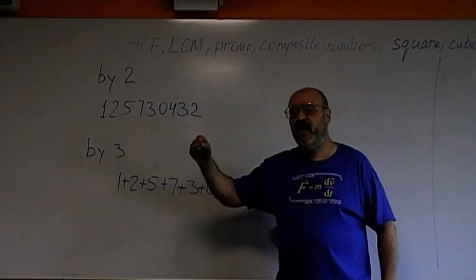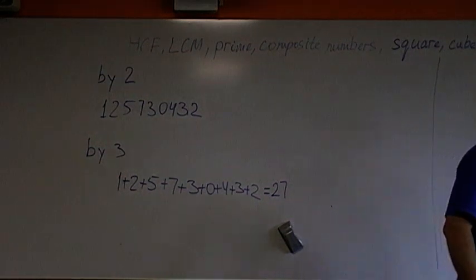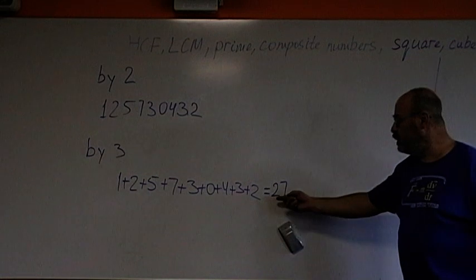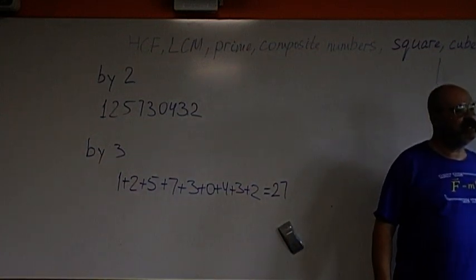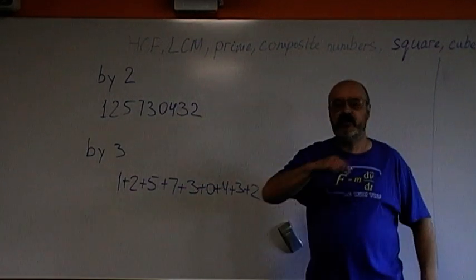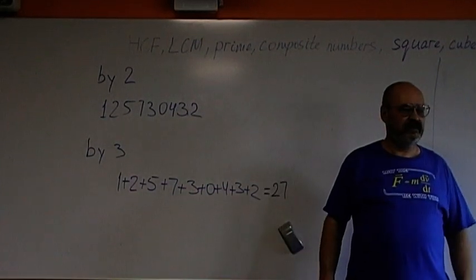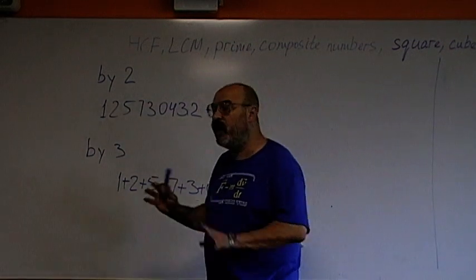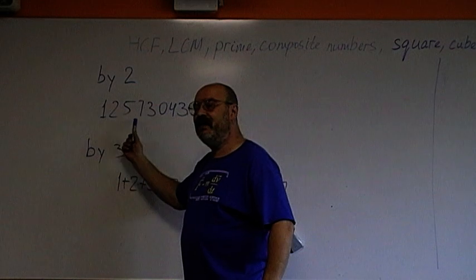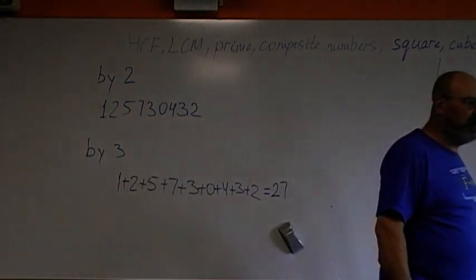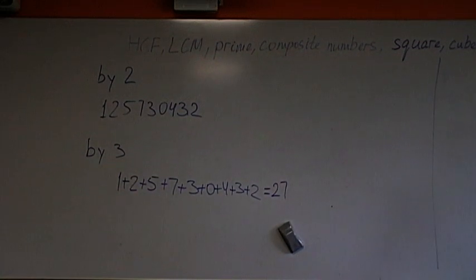To find if a number is divisible by 3, we just add all digits. When we add all digits, we get 27. Is 27 divisible by 3? Yes. So this number is divisible by 3. So to find if a number is divisible by 3 without doing division, you add all digits. If the result is divisible by 3, the whole number is divisible by 3.